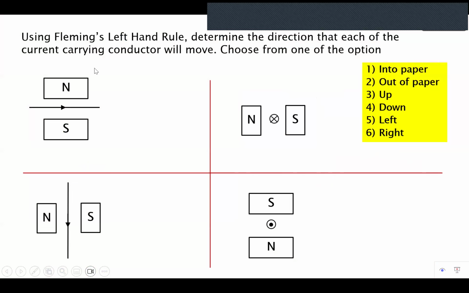So you may try to practice on these few questions. You have magnets and you have a current carrying conductor in between the magnets. You are supposed to determine the direction that each of the wires or current carrying conductors will move. Again, I repeat, it moves because there is a force acting on it that causes it to move. So it simply means that they are trying to ask you to find the direction of the force in each case. So I'm going to go through the answers now.